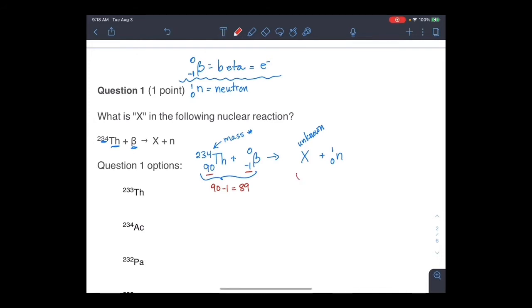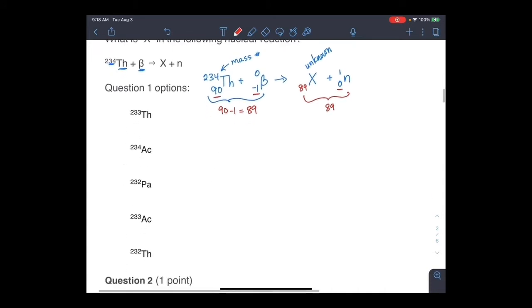That means on the right, the number must also equal 89. Since I have a 0 for the neutron, that means this guy must be 89. Now what we're doing is we are balancing this nuclear reaction. We're making sure that it's balanced, or we're balancing it to figure out what X is. So I know that X has an atomic number, because that's what goes in the bottom left, of 89. Now, I now know what element it is. I could go look now. We'll look in a minute.